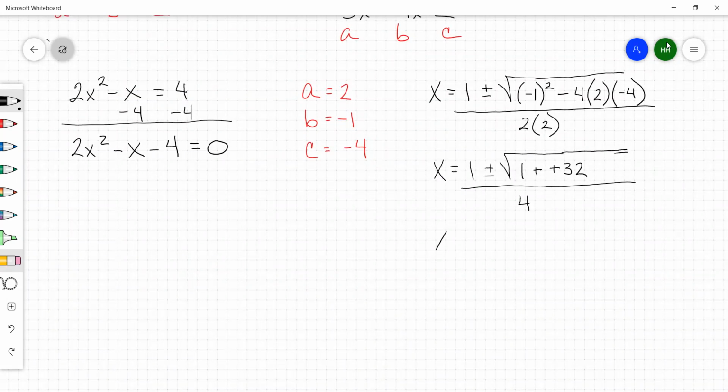So x is equal to 1 plus or minus the square root of 33 over 4. And since this radical is in simplest radical form right now, you can just leave it as the square root of 33. And your two solutions would be 1 plus radical 33 over 4 and 1 minus radical 33 over 4.